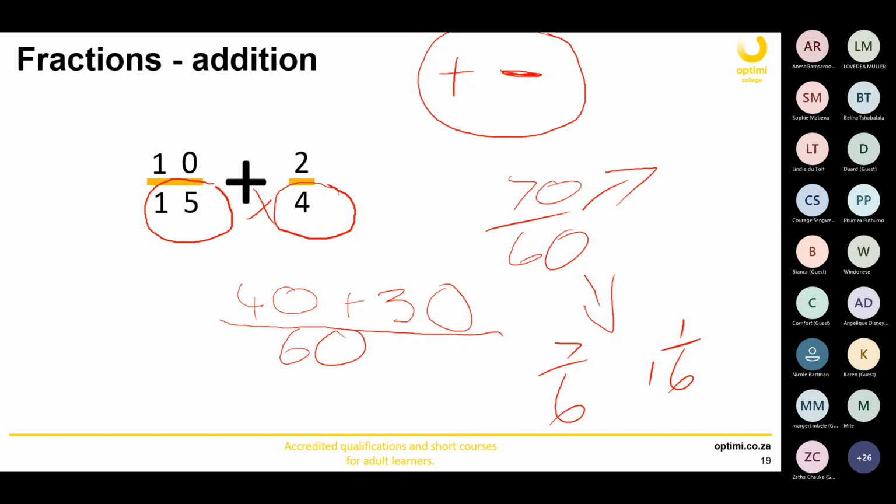Okay. Everyone happy with that? Do you understand the principles of addition? Get a common denominator, and then you can add the numerators. The easiest way to get a common denominator is by multiplying the two denominators with each other. Okay, let's continue.